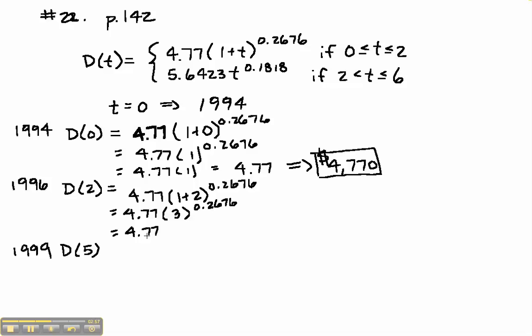And that should give you 1.34176867. And then 4.77 times that is 6.4, rounded off. And so that's in thousands. So that means that the average U.S. credit card debt per household is $6,400.